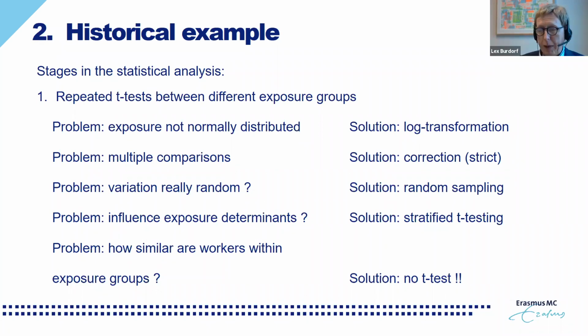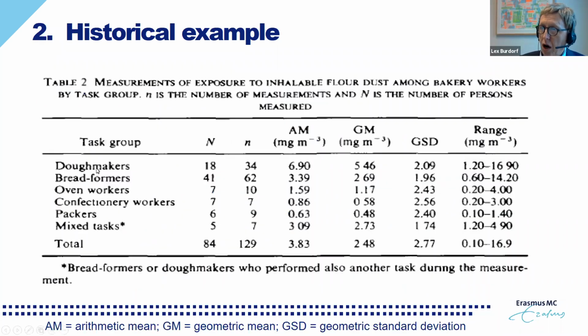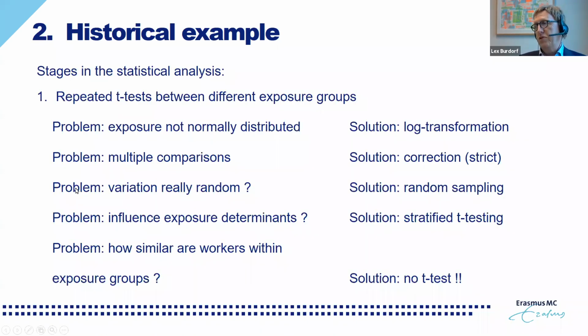Yeah, we have multiple comparisons because we are comparing the dough makers with the bread formers, with the oven workers, with the confectionery workers, with the packers. We compare the bread workers with the oven workers, etc. So we have multiple comparisons. The solution would be not to rely on P 0.05, but to ask ourselves how many comparisons we do, and use stricter P values. Is that really the solution? I don't think so.